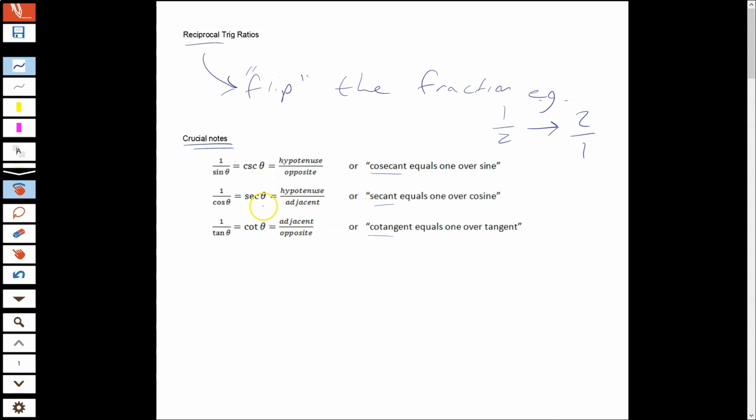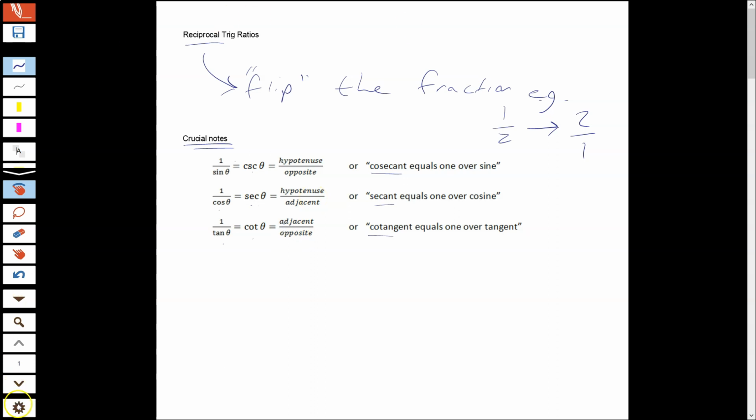The secant of an angle is the opposite of cosine, so hypotenuse over adjacent. Notice it's annoyingly kind of opposite of what you'd expect it to be. So cosecant goes with sine, secant goes with cosine. I think that's because of the Greek language, because the Greeks came up with this, but I'm not sure. Cotangent is the opposite of tangent, so adjacent over opposite. So all we're doing in this lesson is writing these down.